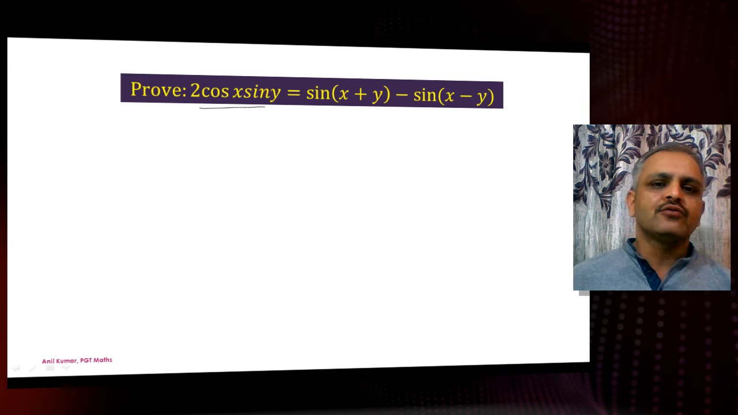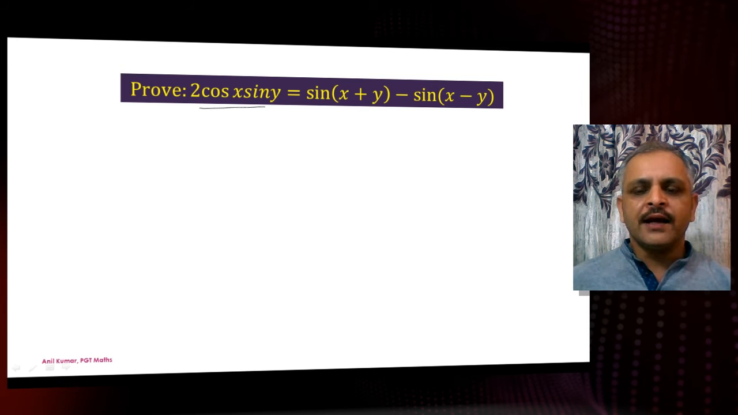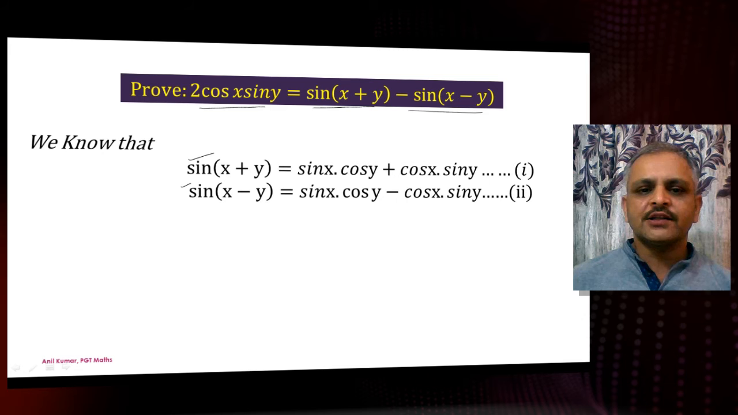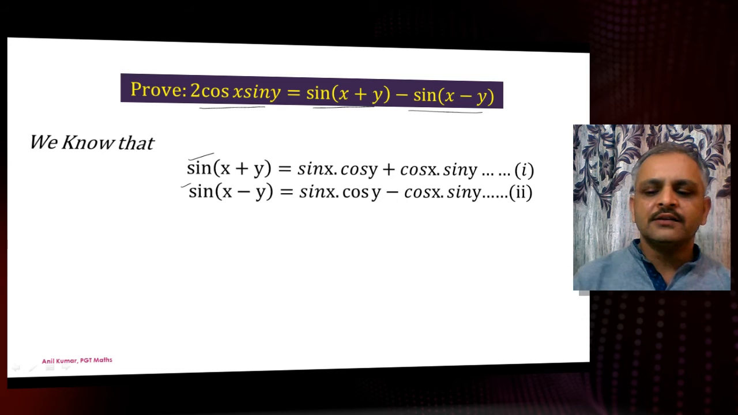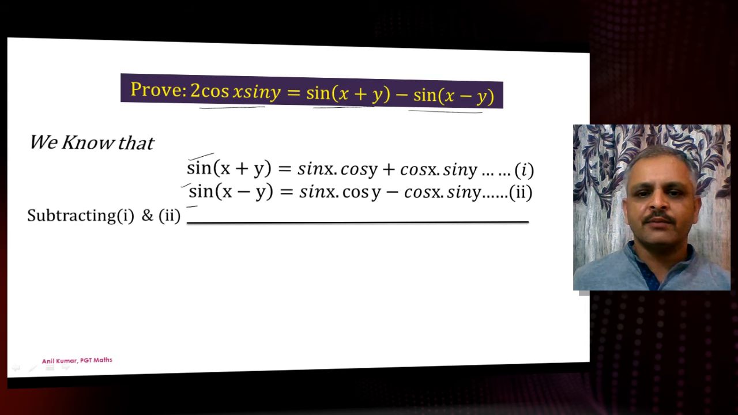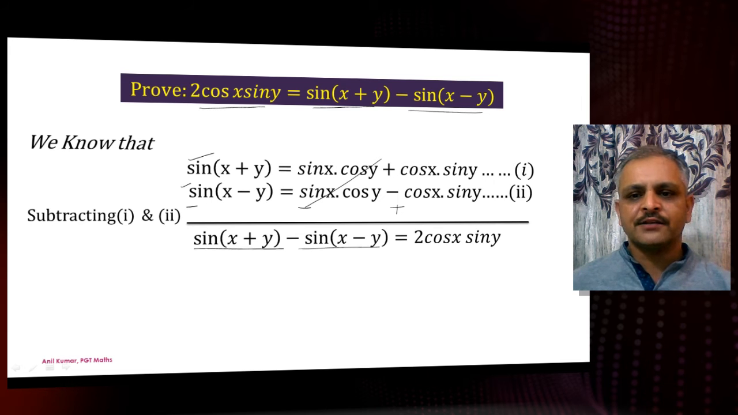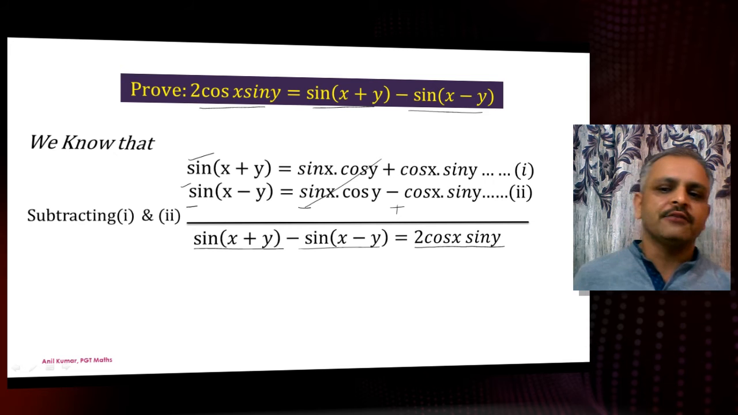This time we will prove that 2 cos x sin y is equal to sin(x+y) minus sin(x−y). Let's start with the same equations, sin(x+y) and sin(x−y). What is the change here? Instead of adding, we will subtract this time. If I am subtracting, then I will change the signs. This will become negative, negative and positive. So this time sin x cos y will be cancelled, and I will have sin(x+y) minus sin(x−y), and on this side we will have 2 cos x into sin y.